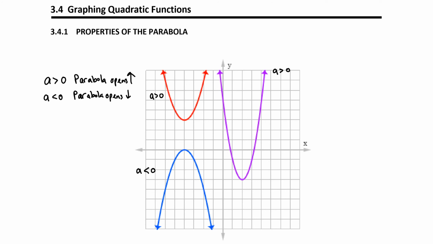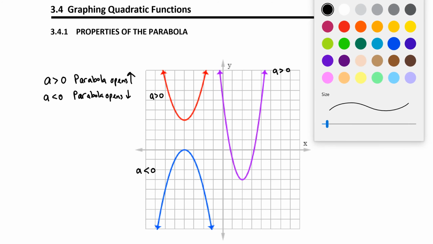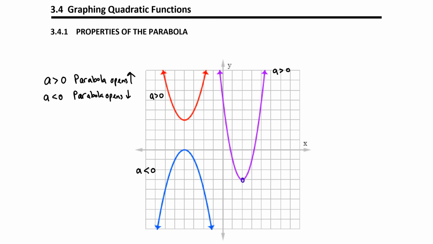Now, all of these parabolas have a very important point that we're going to recognize. This point is what we call the vertex of the parabola. It's where the parabola in this case goes from decreasing to increasing, and the same is true right here. Or in this case, the parabola changes from increasing to decreasing. So we can think of the vertex as a turning point for that parabola.